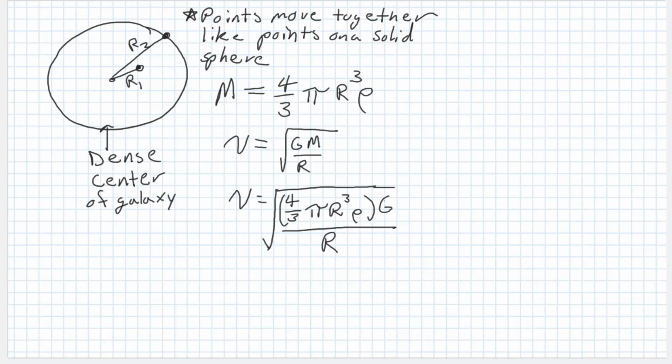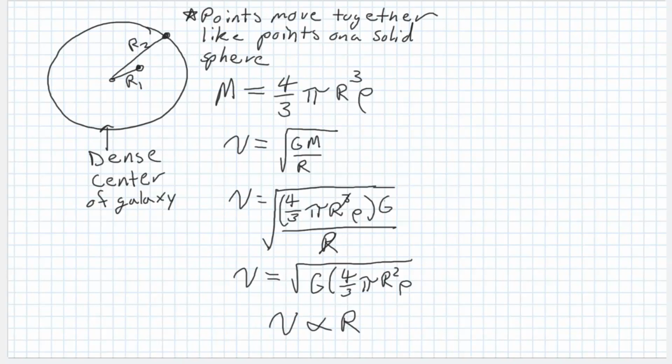And so we see that our speed as a function of our distance from the center of the dense part of the galaxy is equal to the square root of G times 4/3 pi, times our distance from the center of the galaxy squared, times the density of the dense center of the galaxy. So our speed ends up being proportional to the distance from the center of the galaxy.